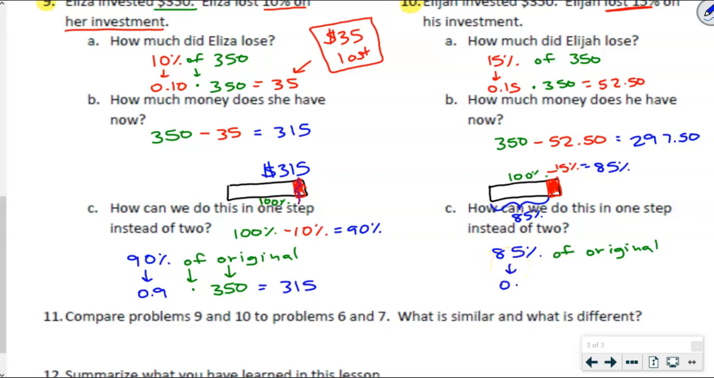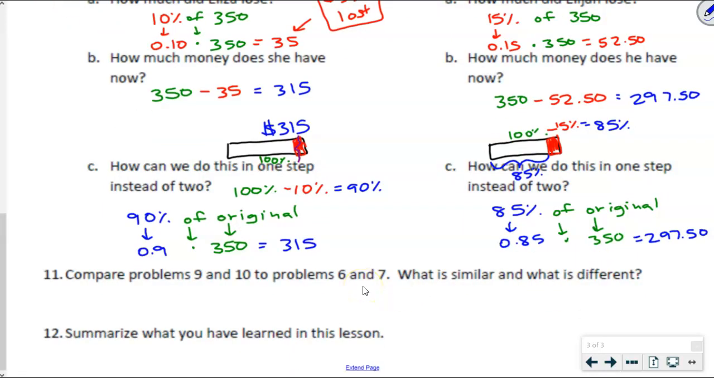85%, 0.85 of means we're multiplying, and the original amount is 350. In 1 single calculation then, we end up with the same answer as we did before. Typing this into the calculator, we have $297.50. Now, I'm not going to talk about the 11 and 12.